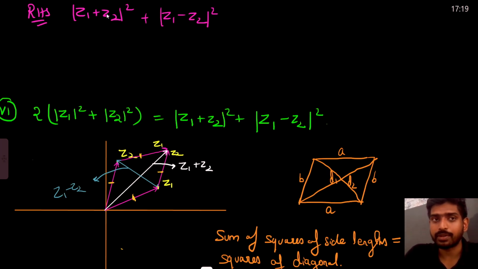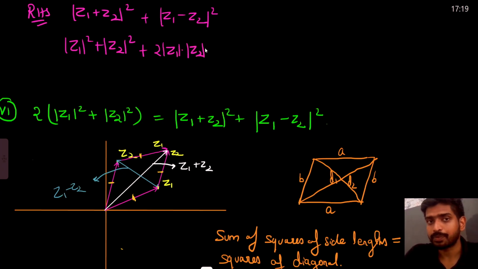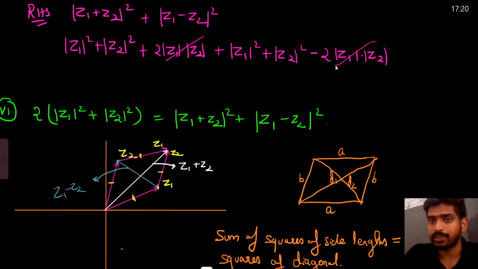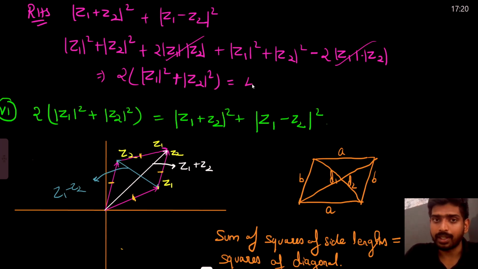Actually, modulus of (z1 plus z2) whole square is modulus of z1 square plus modulus of z2 square plus 2 z1 into z2. Similarly, this also we can expand. This we will get modulus of z1 square plus modulus of z2 square minus 2 modulus of z1 into modulus of z2. So we can see that this term and this term will get cancelled, and here we will get 2 times (modulus of z1 square plus modulus of z2 square), which will be my left hand side.